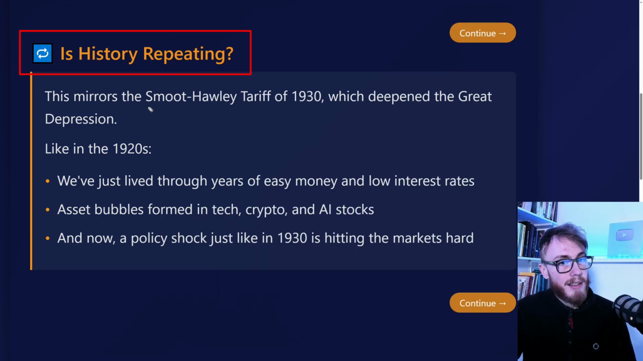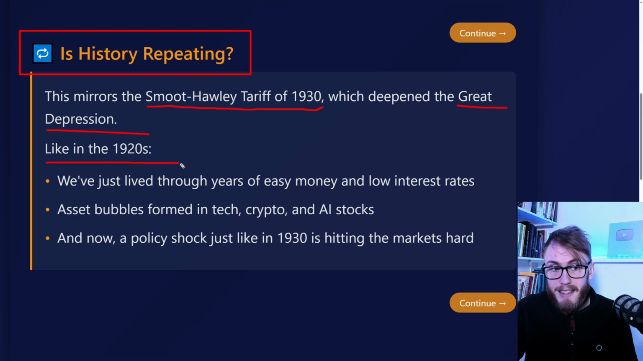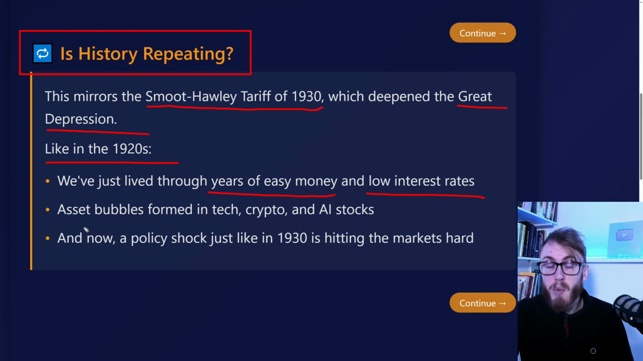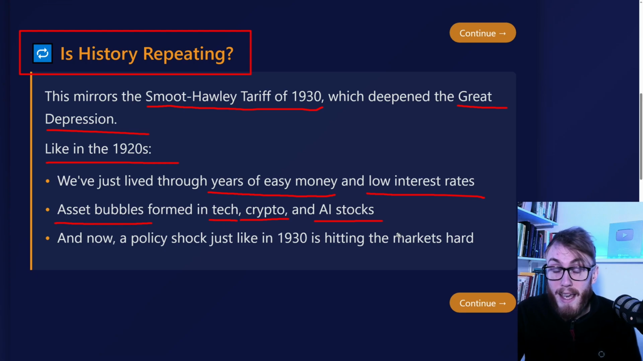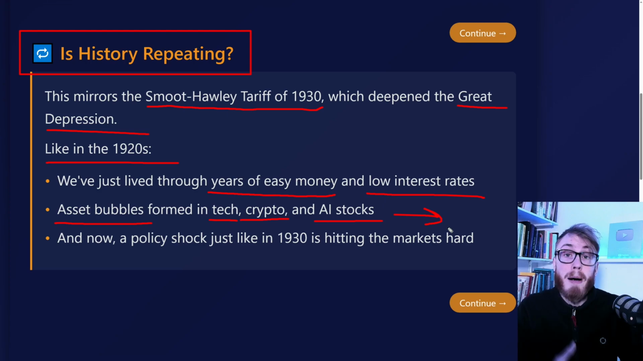Because this is in many ways similar to the Smoot-Hawley Tariff of 1930, which made the Great Depression much worse. And like in the 1920s, we have just lived through years of very easy money and low interest rates. Remember, during COVID, we even had negative interest rates and tons of money printing. And we are seeing indications and signs of asset bubbles forming in, for example, tech, maybe crypto, and maybe AI stocks. However, it remains to be seen if these are bubbles or not.